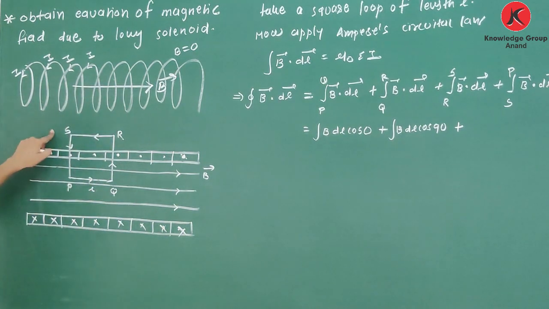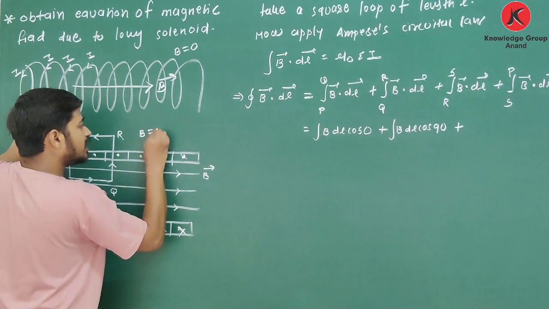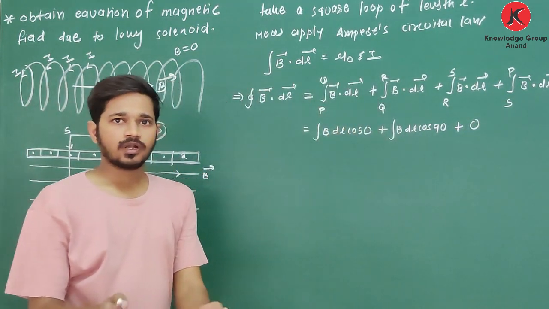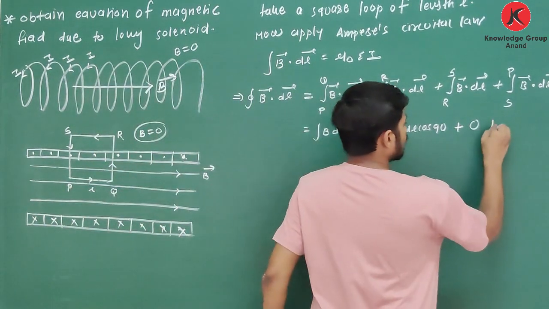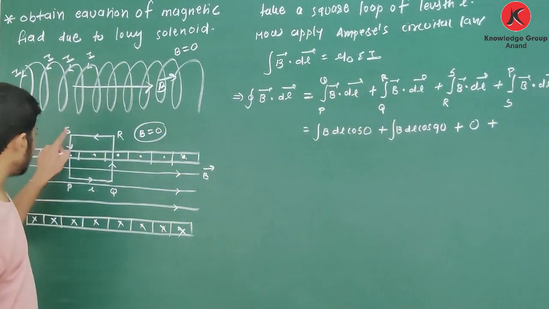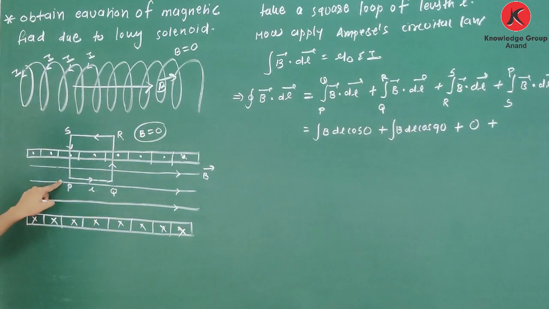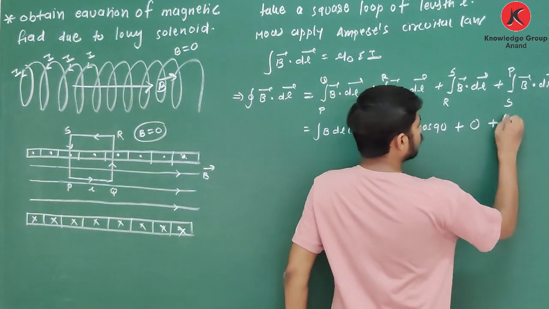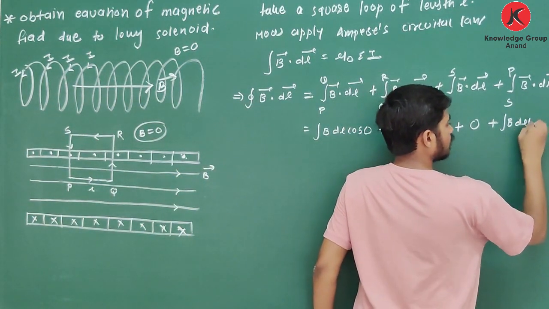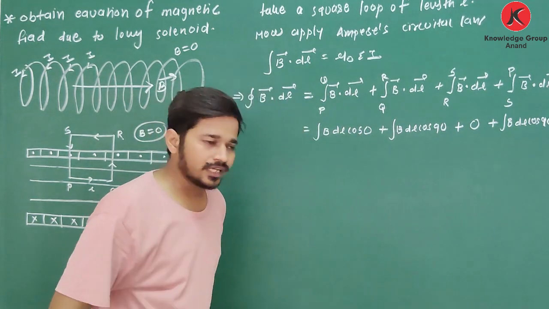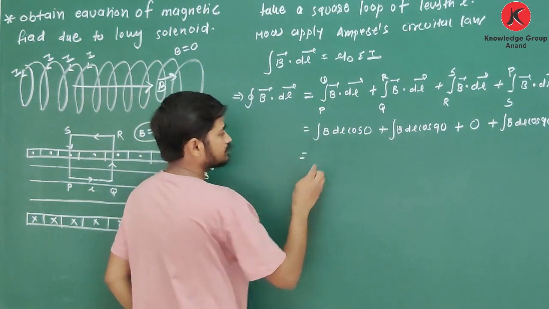Plus RS, it is easy. RS is outside the solenoid, and outside the solenoid the magnetic field is 0. So directly this term is 0. Clear about this? Plus for SP, again the magnetic field is in this direction and SP is in this direction. Yes or no? So it is again perpendicular, so it is integration B dl cos 90. Clear about this?